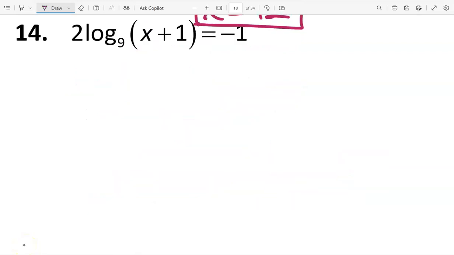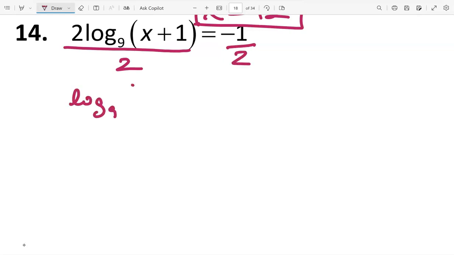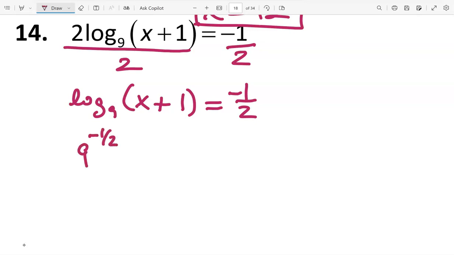Number 14, it is possible to use a property of logarithms to re-express the logarithm on the left side as the log base 9 of x plus 1 squared. However, it's also possible to divide by 2, and this is probably the easier of the two ways to solve this equation. So log base 9 of x plus 1 is equal to negative 1/2. Rewriting in exponential form, 9 raised to the negative 1/2 is equal to x plus 1.